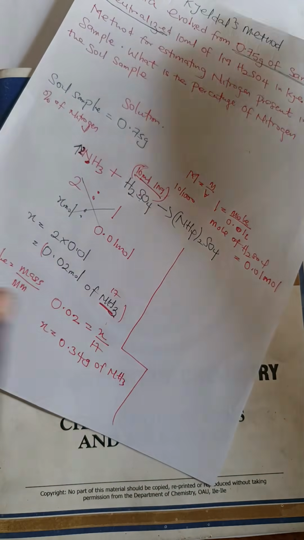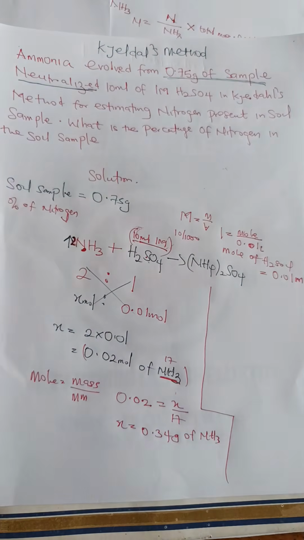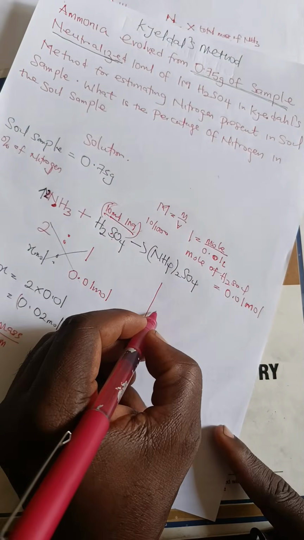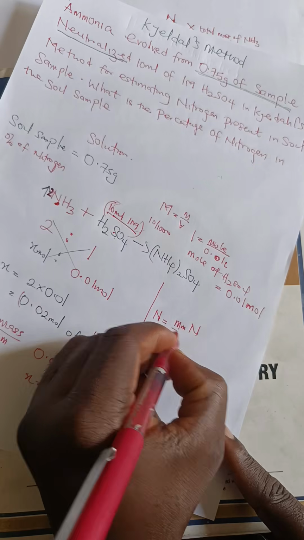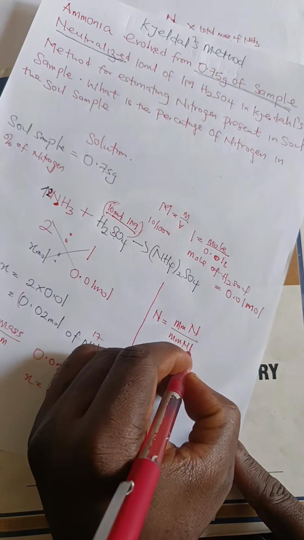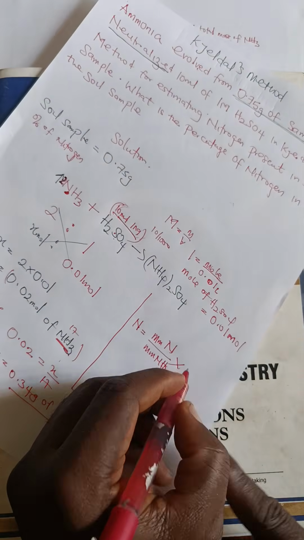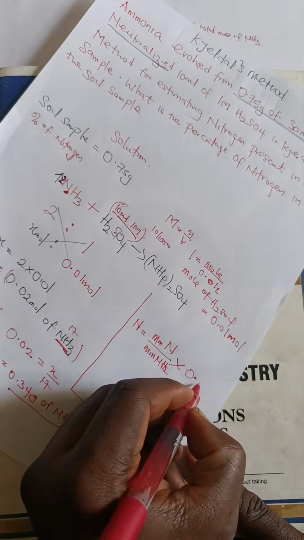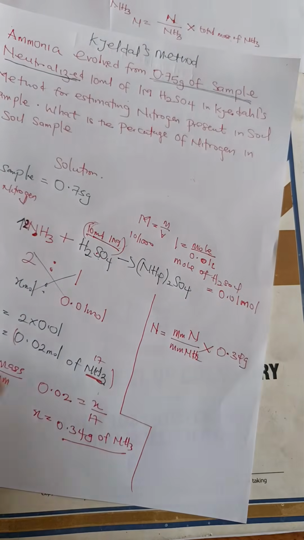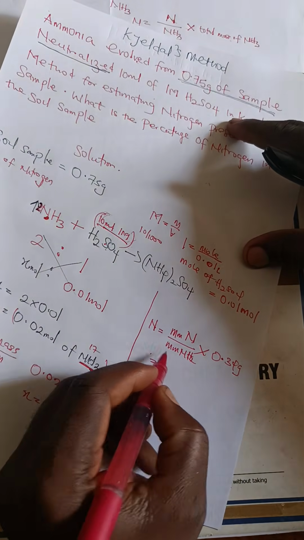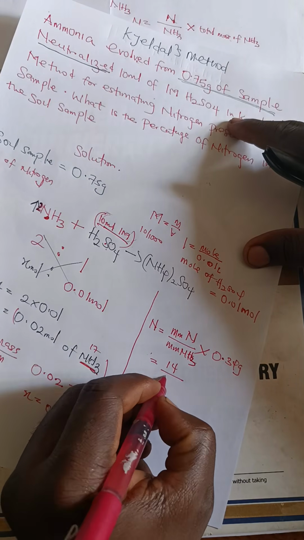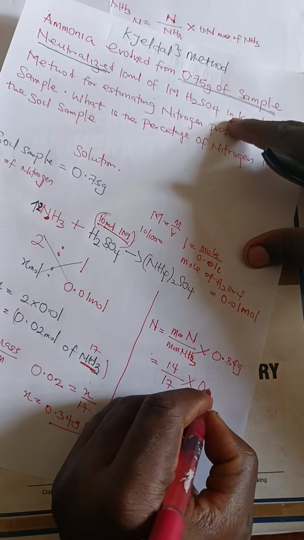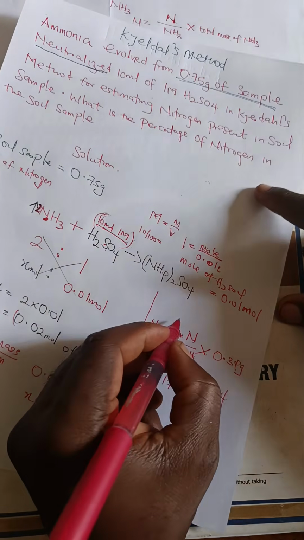Now, if I know the mass of ammonia, what else can I know? Don't forget, we are looking for nitrogen. So you remember that if you need mass composition, nitrogen will be the molar mass of nitrogen over the molar mass of ammonia multiplied by the total value of ammonia, which is 0.34 gram. So from here we already know that the molar mass of nitrogen is 14, that of ammonia is 17, multiplied by the total ammonia, 0.34. So we can know the mass composition.